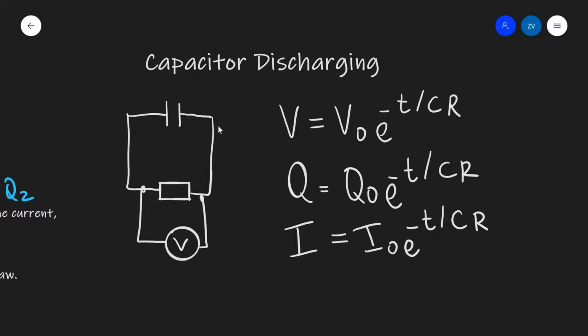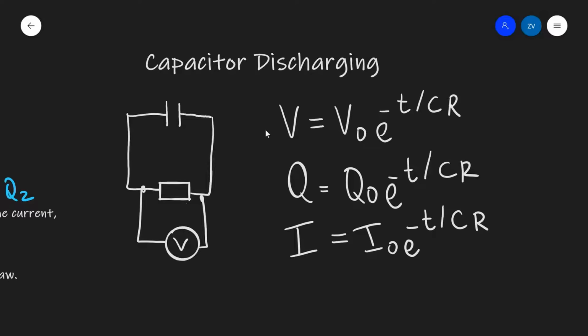For instance, we have this capacitor here that is connected across a resistor. We're measuring the voltage across this resistor, and if we did that, we are going to see that it will be decreasing exponentially. The equation for the voltage across a capacitor at a time t after it begins to discharge is that V is equal to V naught e to the minus t over CR, where V naught is the initial voltage, t is the time of interest, C is the capacitance, and R is the value of this resistor.